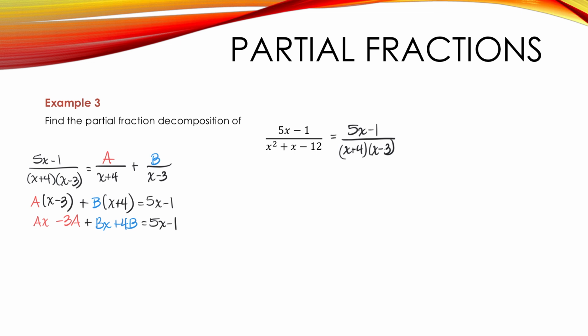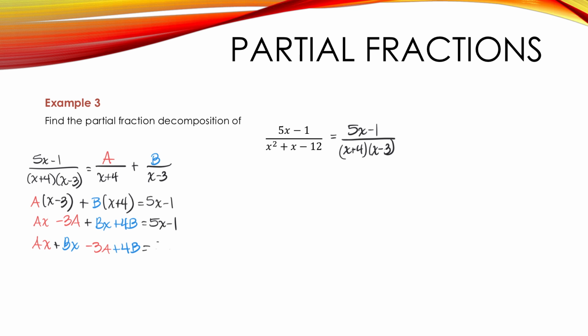Let's do the same thing as before, move all the x's together. So we have ax plus bx. That makes things pretty easy. It's a plus b. Now, let's move our constants together. So minus 3a plus 4b. And this all has to equal 5x minus 1.